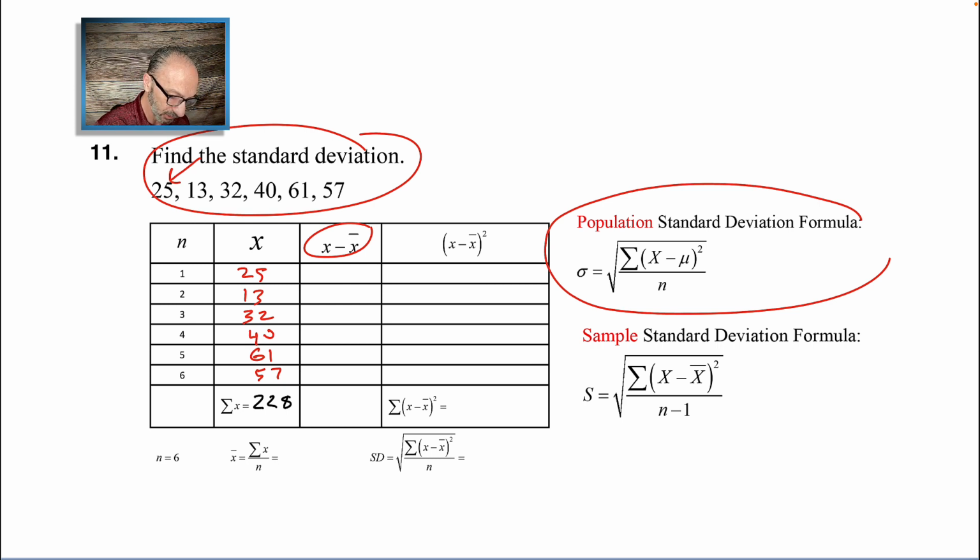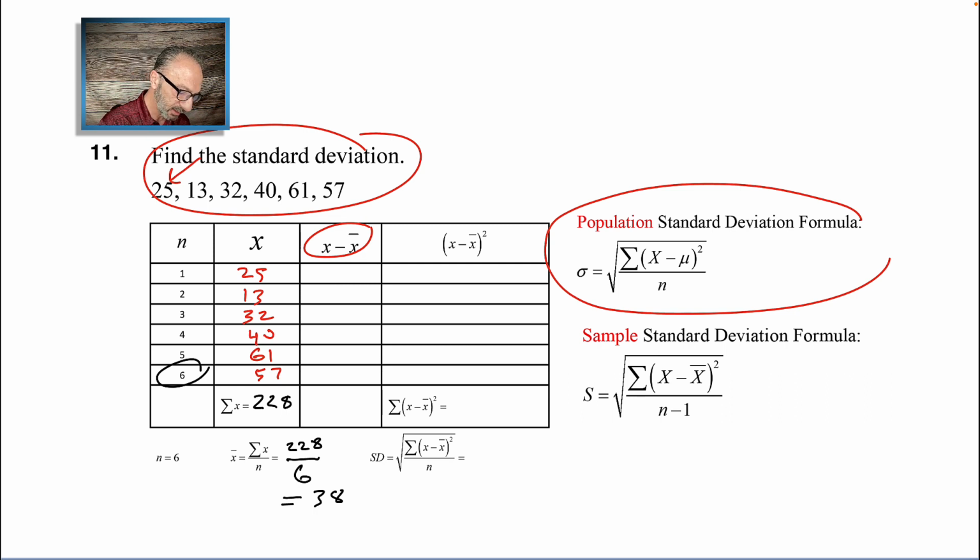which is supposed to be called mu, but as I said, like your book is using X bar, so I'll keep it. We divide the total, the sum, 228 by n, and you could see that n is 6. There's 6 numbers, and I have 38.